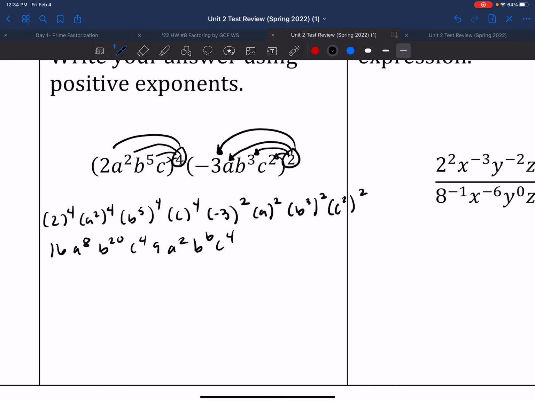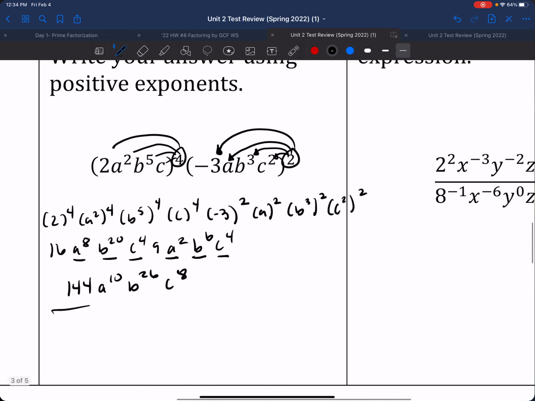So now I got to go and combine bases. 9 times 16 is just 144. A to the 8th power times a squared is a to the 10th power. B to the 20th power times b to the 6th power is b to the 26th. C to the 4th power times c to the 4th power is c to the 8th power. And this should be my answer here.